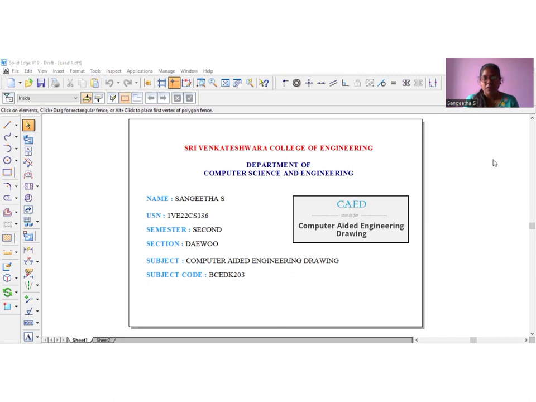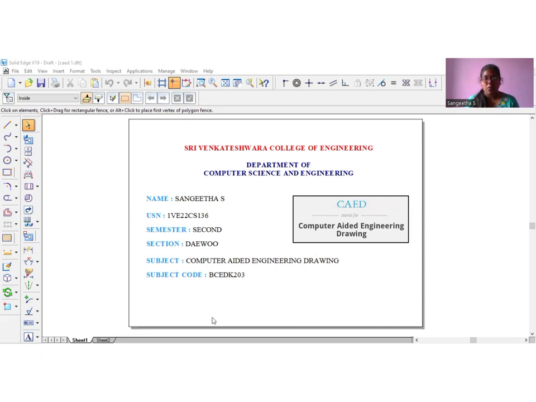Today, let's discuss one of the interesting subjects, that is CAD. CAD stands for Computer-Aided Engineering Drawing. What actually is engineering drawing? Engineering drawing deals with the representation of an object by using simple geometric terms like arc, line, circle and different polygons. And engineering drawing is the combination of graphical representation, dimensioning, and annotations.